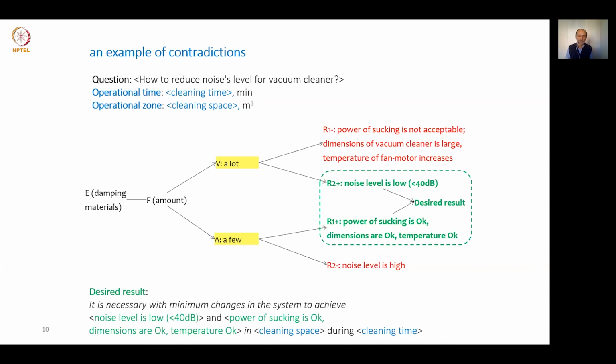If you sum up this part of the exercise, the desired result with minimum changes in the existing system is that we have to achieve a low noise level, and the power of sucking, dimension of the vacuum cleaner, and temperature are acceptable, but not all the time. Only within a cleaning time and only in the cleaning space. This is a very important detail: we have to always specify where and when, in which time and in which space. And we can always measure it.